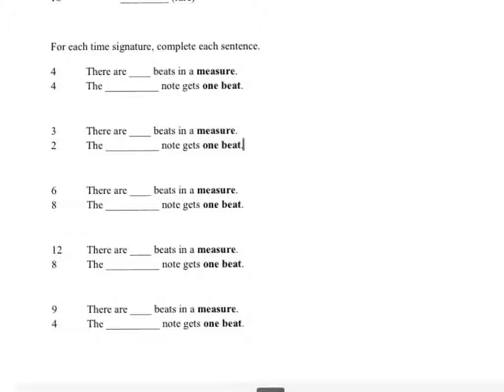Here are some practice exercises to make sure that you understand how time signatures work. In the first time signature, 4-4, we want to know how many beats are in a measure and what kind of note gets one beat. The first question is answered by the top number, which is 4. So we can fill in the blank and know that there are 4 beats in a measure of 4-4 time. The bottom number answers the second question, what type of note gets one beat? Since the bottom number is 4, we know that the quarter note gets one beat.